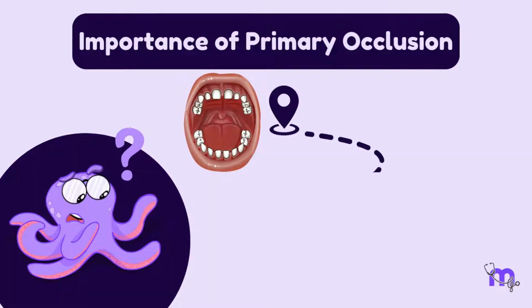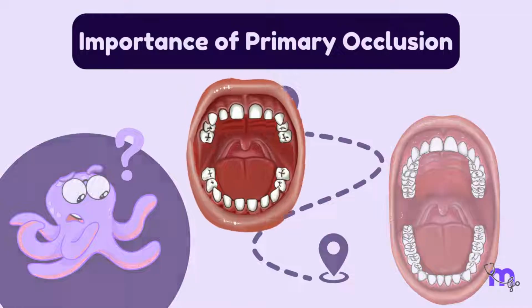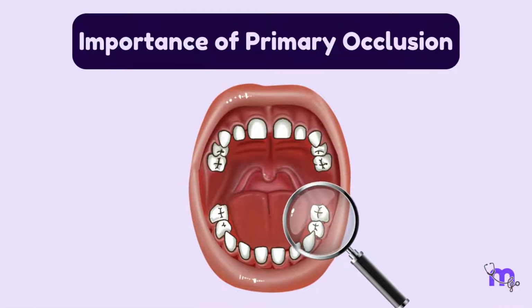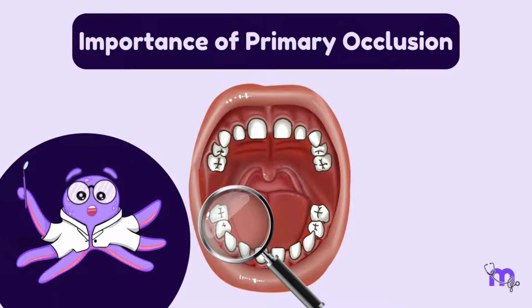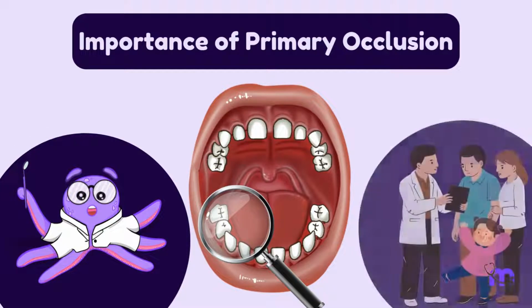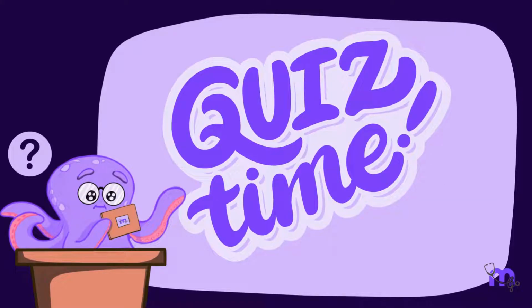It helps us to foresee what the permanent occlusion is likely to be. Evaluation of occlusion at this stage is an essential part of comprehensive oral health care. This allows clinicians to predict the influence and outcomes of abnormal occlusion, thereby encouraging parents to opt for early intervention. Pop quiz.